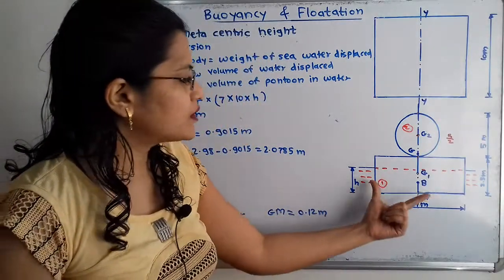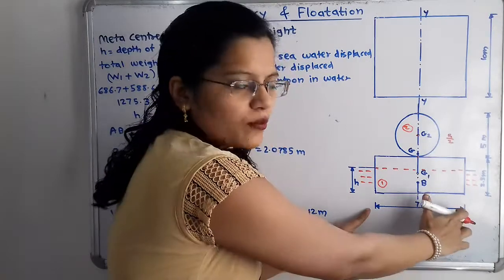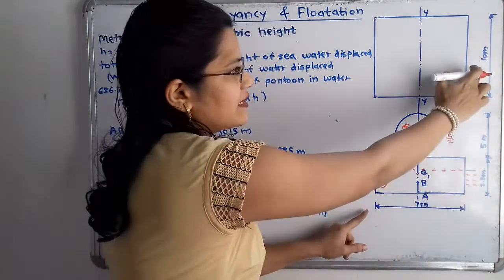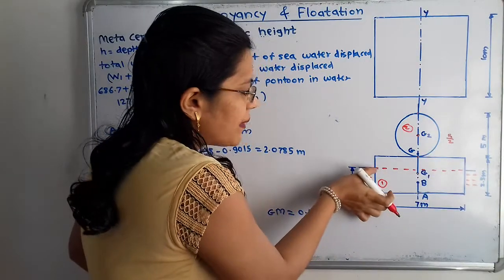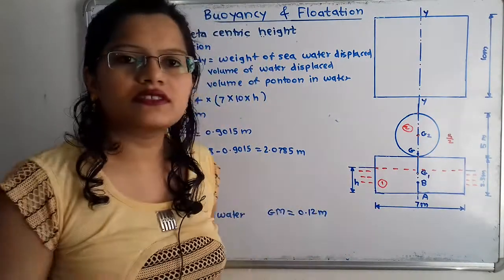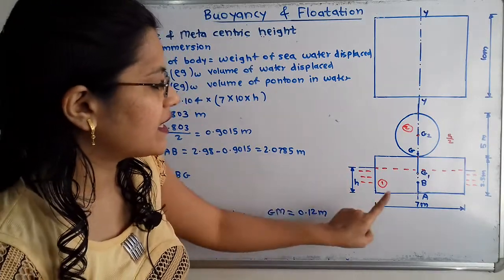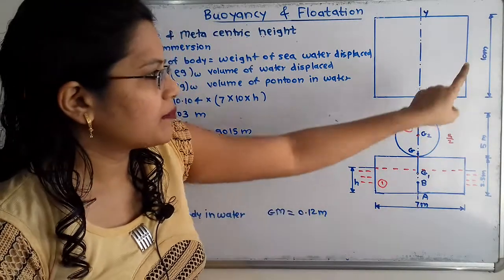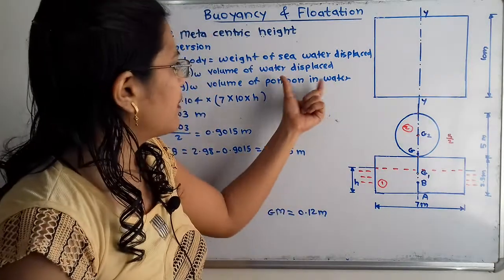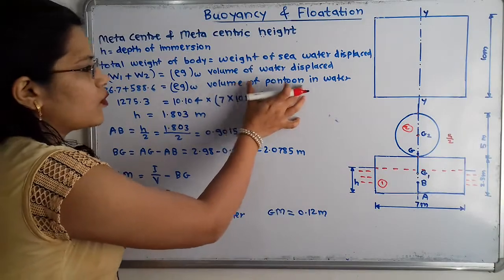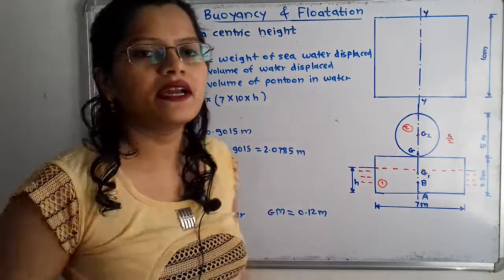If we observe the volume of this part, here the width we can clearly observe is 7 meter. The length is 10 meter. But what about the height? Only part of the height is getting immersed in the water, so we consider it as h. So we can write 7 meter multiplied by 10 meter multiplied by h meter. That will be our volume. So volume of pontoon in water is 7 multiplied by h multiplied by 10.